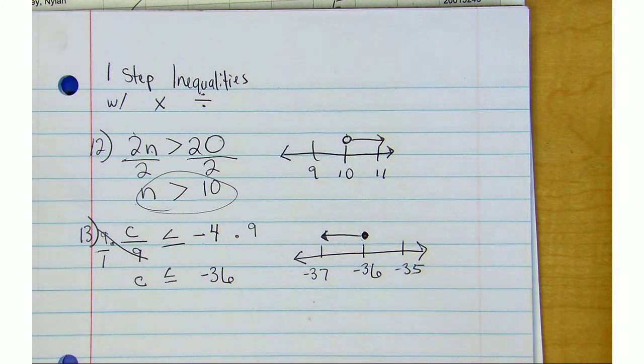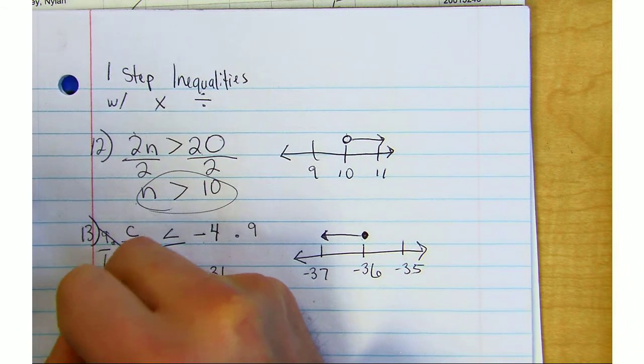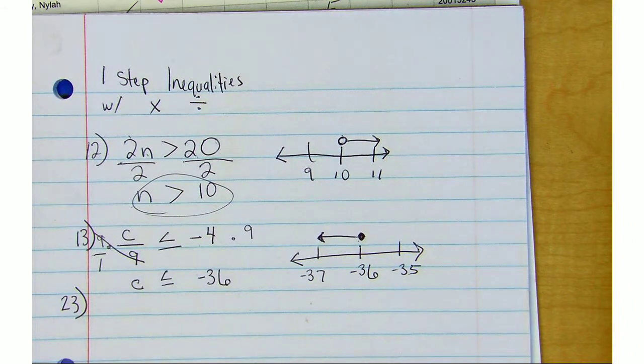If you guys flip your paper over and we look at something like 23, this is where it kind of shifts the game a little bit.